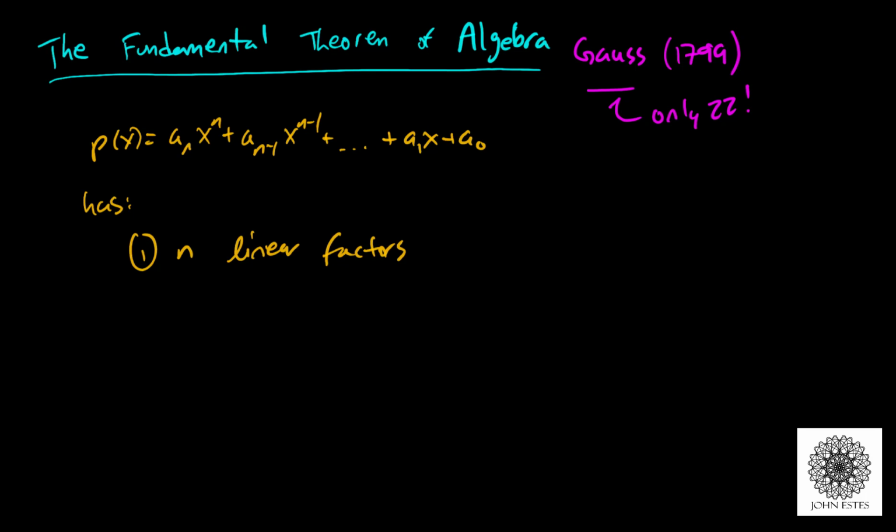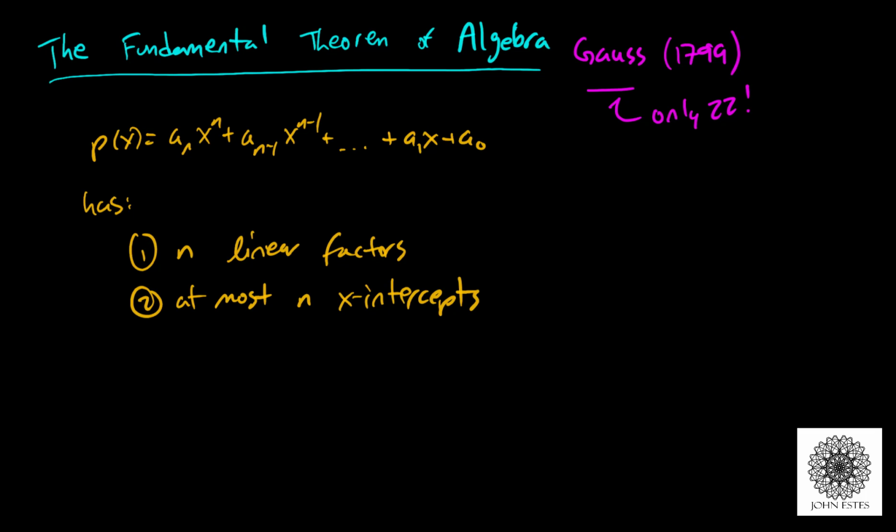Okay, so what that means in the graph is that we have at most n x-intercepts. So if I have a 4th degree polynomial, I know that the 4th degree polynomial's graph cannot cross the x-axis 5 times, right? It can only cross 4 or fewer times.